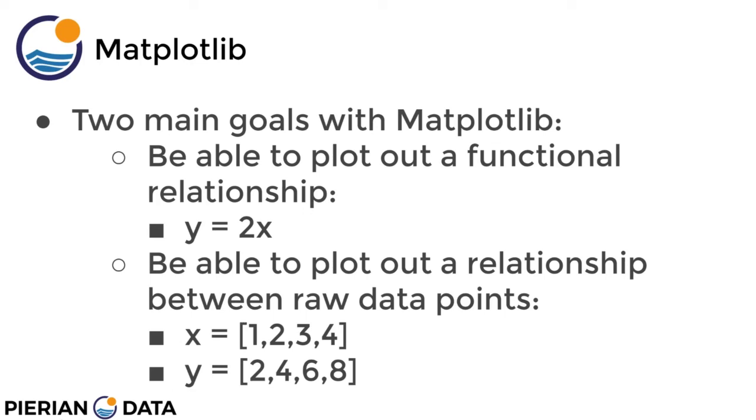Now, the two main goals with Matplotlib, basically the goals for the end of this section, is for you to be able to do two main tasks. One is to be able to plot out a functional relationship, that is something like plot out the equation y equals 2x, or to be able to plot out a relationship between raw data points. So if someone gave you two arrays, x is equal to 1, 2, 3, 4, and y is equal to 2, 4, 6, 8, essentially the same relationship shown above in the equation, then you'd be able to plot it either way, either with the equation or the data points.